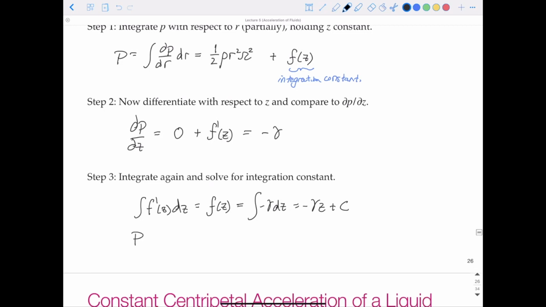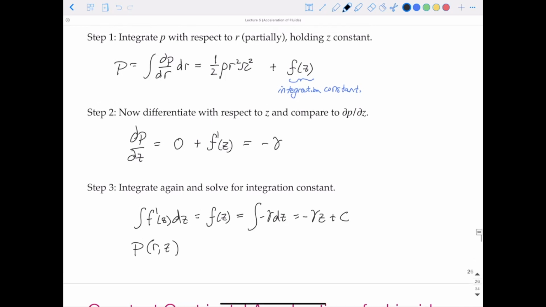So finally, our equation, pressure is a function of r and z. If we combine these two equations up here, 1 and 2, or I guess subbing 2 into 1, then we get our function p as a function of r and z is equal to some constant c minus gamma times z plus 1/2 rho r squared omega squared.